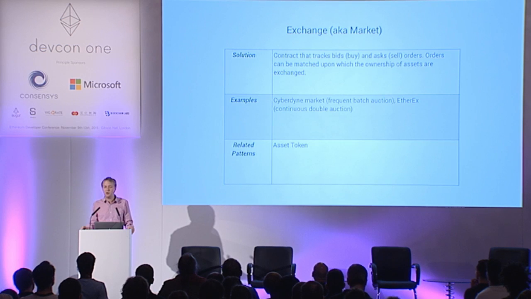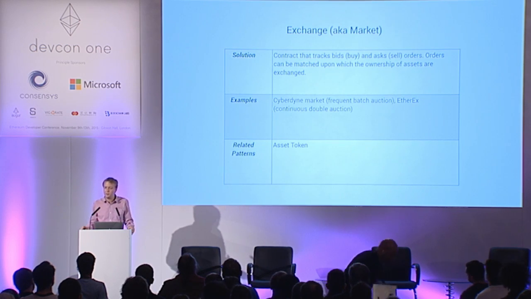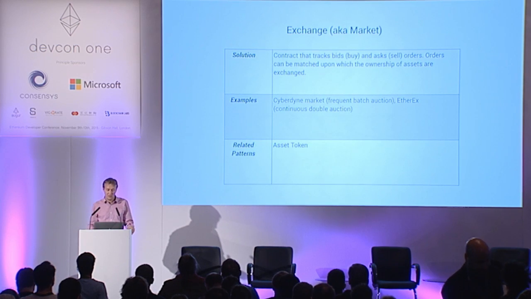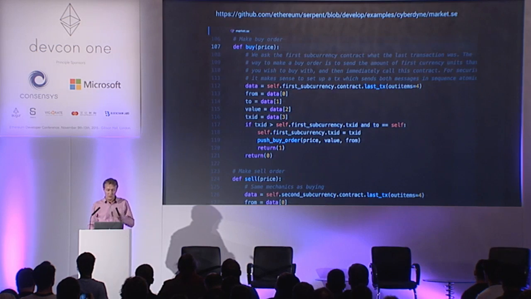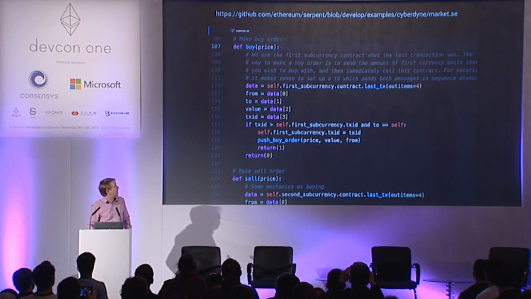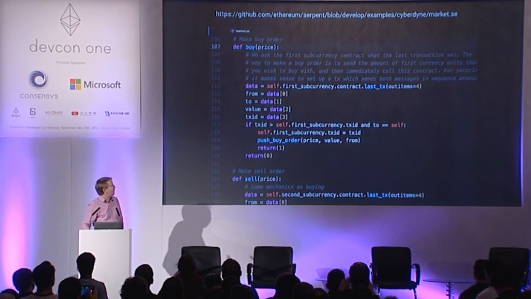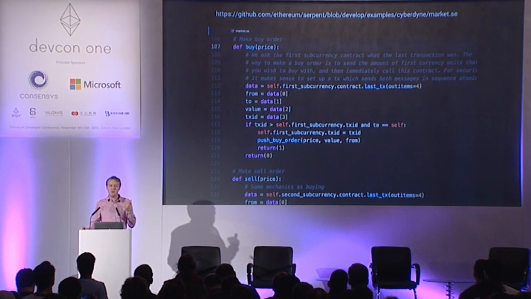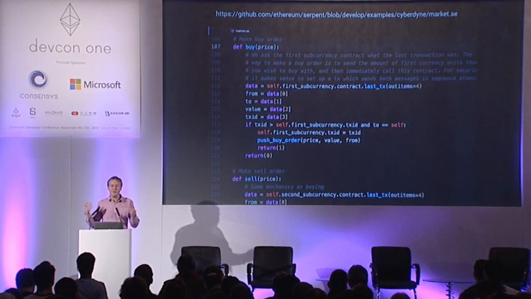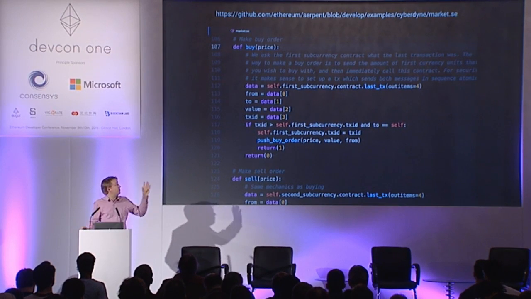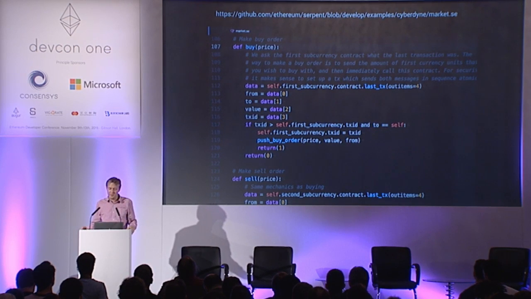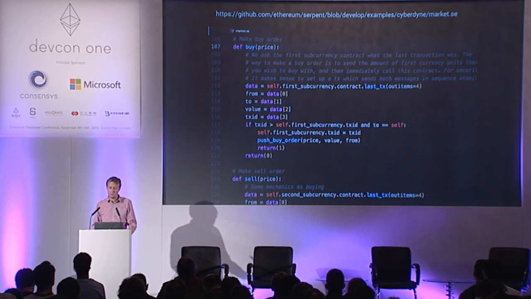It's written in Serpent instead of Solidity, so it's a good homework exercise to try to convert that from Serpent to Solidity. And another example is the Etherics Exchange. So here is an example from Cyberdyne. You see there's a buy function, there's a sell function, but you can use this market, this exchange, to exchange all kinds of assets that have the same interface without having to upfront implement support for this in your contracts.